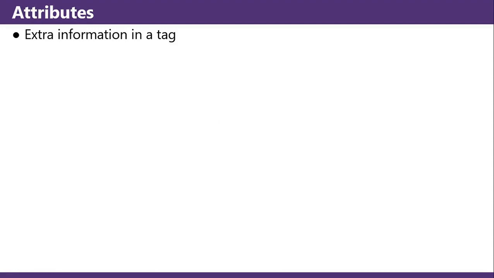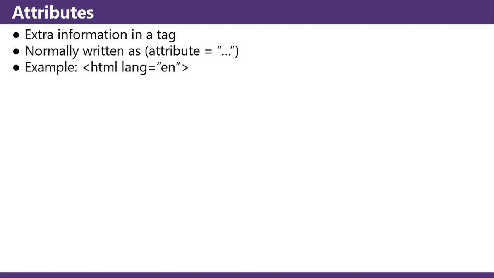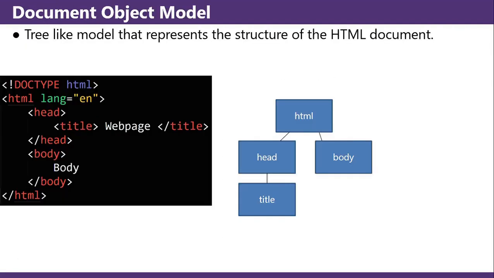Attributes, extra information in a tag, normally written as attribute equals, and then quotes, and then whatever your attribute is. Example, HTML lang equals English, lang is your attribute. Document object model, a tree-like model that represents the structure of the HTML document.